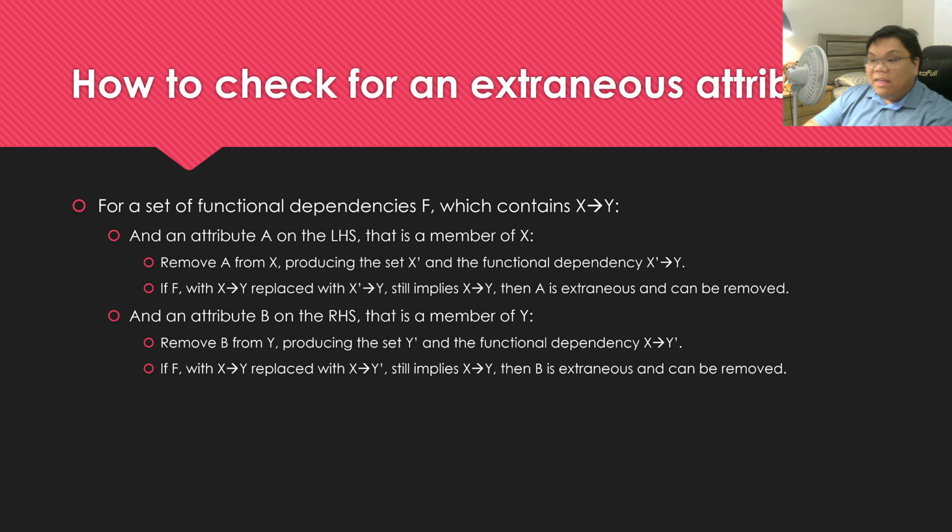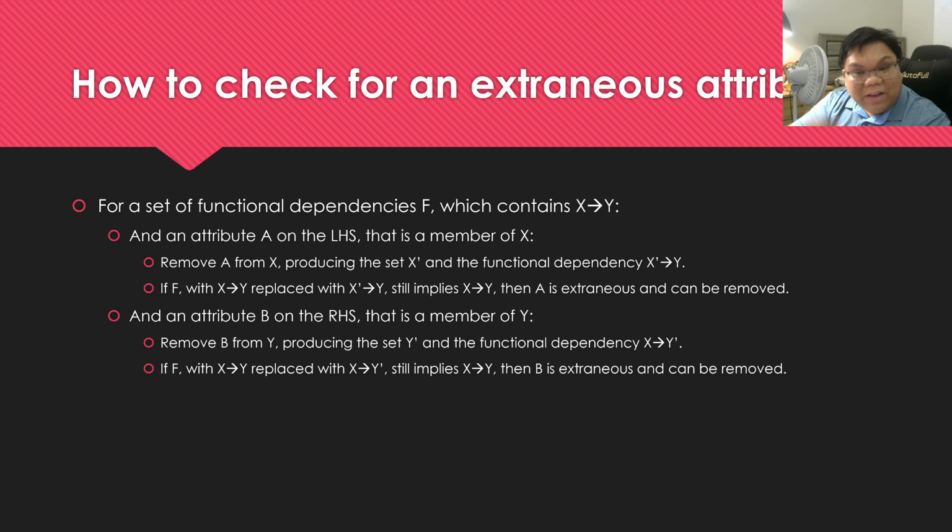So let's just say that X contains the attribute A, so A is on the left-hand side. If we take out A from X, we produce a new set of attributes called X prime. And now instead of having the functional dependency X determines Y, we have X prime determines Y. If we replace X determines Y with X prime determines Y, and it and the rest of the rules still implies X determines Y, then A is extraneous and can be removed.